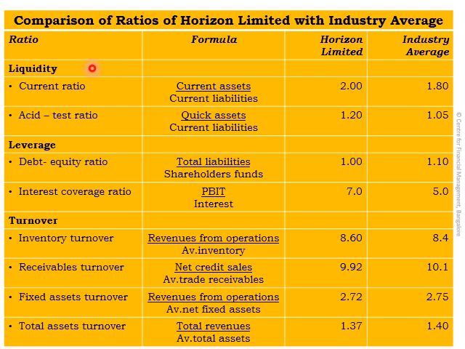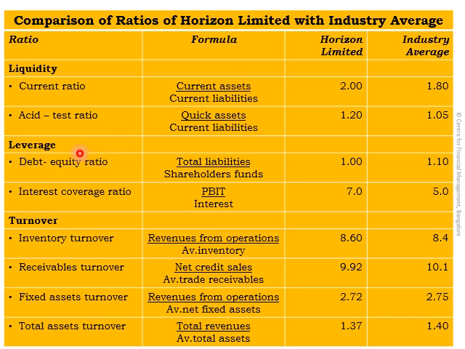Liquidity ratios reflect the short-term solvency of the firm. The two most important liquidity ratios are current ratio and acid test ratio. Current ratio is defined as current assets divided by current liabilities. Acid test ratio is defined as quick assets divided by current liabilities. Quick assets are current assets minus inventories.